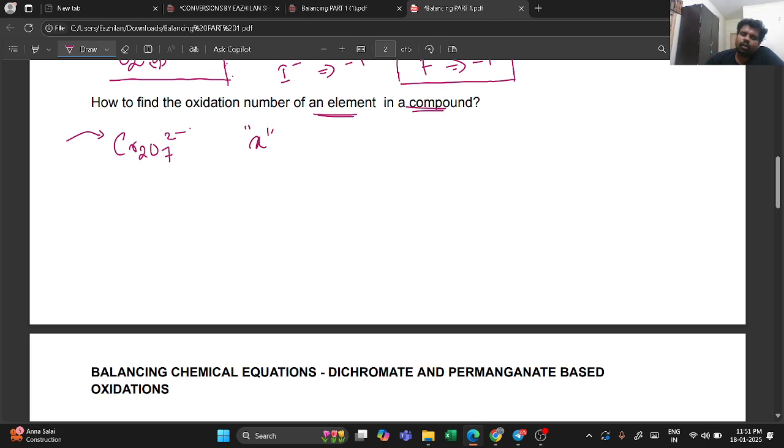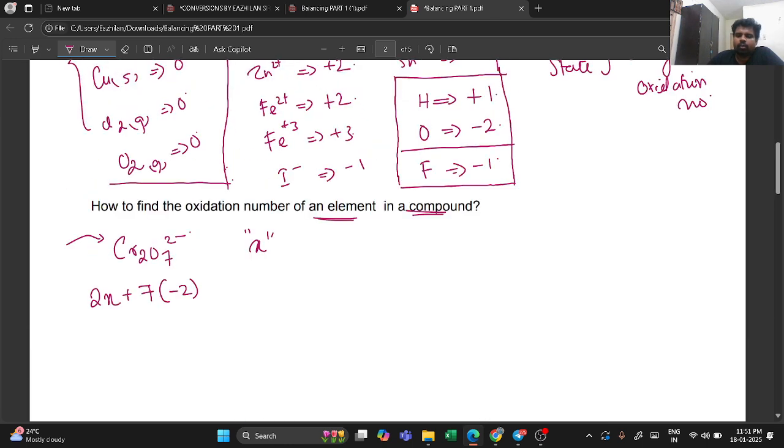Okay, since there are two chromiums, I am taking it as 2X. 2X plus, how many oxygens are there here? 7 oxygens are there. Oxygen always has an oxidation number of -2. Just now I told you, you can refer here. So you can see oxygen always has an oxidation number of -2. Okay, so I am just putting it here.